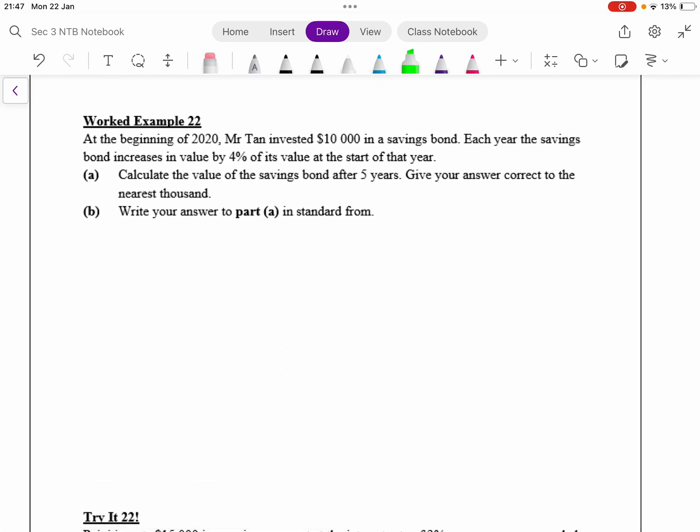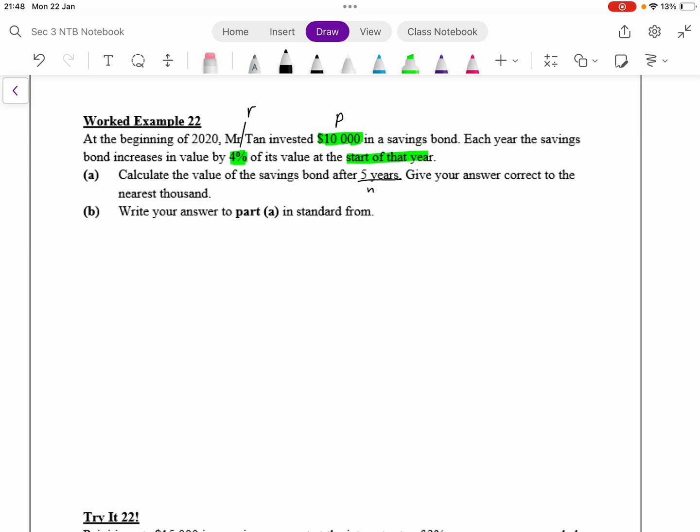So take for example, at the beginning of 2020, Mr. Tan invested 10,000. 10,000 is your principal, because it's the amount of money you put in. Then the bond increases in value by 4%. So 4% is your interest rate. Then the value of the savings bond after 5 years, this is the number of years you put inside the bank. They ask you to calculate the value of the savings bond after 5 years. What does this mean?